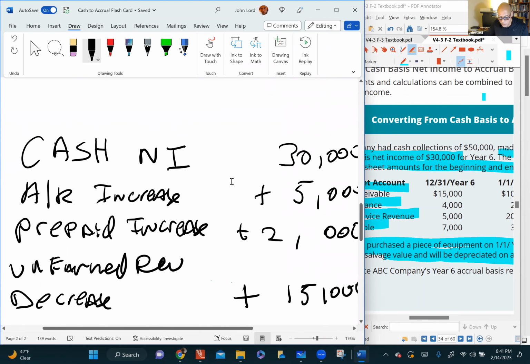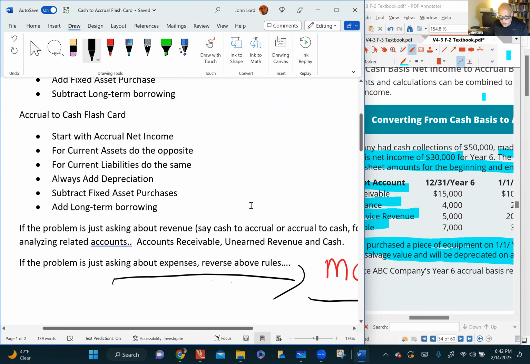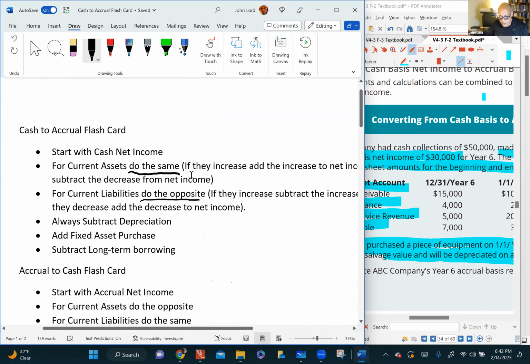flashcard. So my accounts receivable did what? My accounts receivable increased by 5,000. I'm not going to go over there, guys. You can probably look at your book and see that it tells us the accounts receivable increased 5,000. So since it increased 5,000, since I have the flashcard memorized here, for current assets, I do the same.